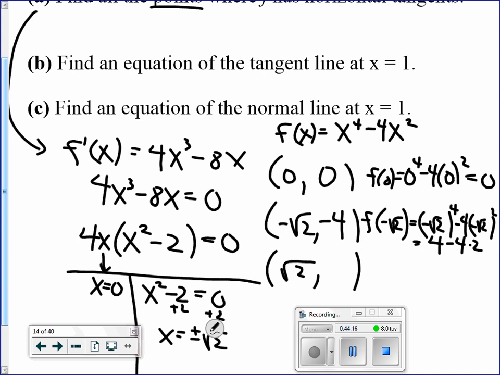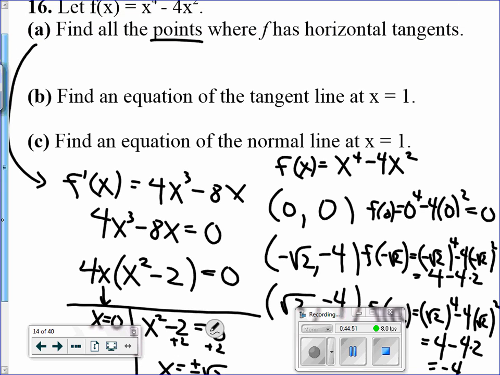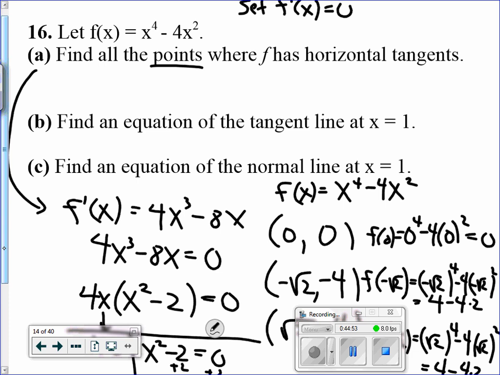If we plug in the positive rad 2, we get rad 2 to the 4th minus 4 times rad 2 squared. So again, we get 4 minus 4 times 2, or negative 4 again. It was an even function, so we should have known we get the same y. And those would be the 3 points where the graph would have horizontal tangents. Don't worry, they're not going to be as hard on the test, but you got to practice this stuff.